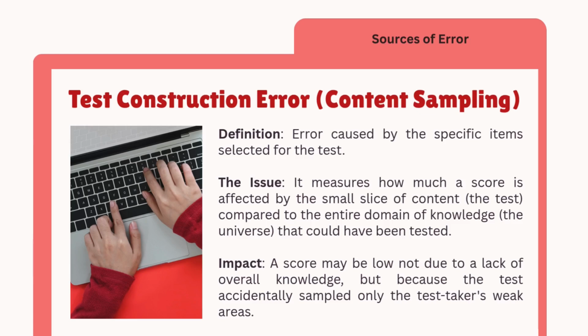So the error is introduced by specific items chosen for the test, so the actual test questions, for example. So this type of error measures how much a test taker's score is accidentally affected by a specific tiny slice of content chosen for the exam or test, compared to the entire universe of knowledge that could have been tested. That may have sounded confusing at first, but we could break it down into a simpler way. So you could think of it like this. The universe is the entire domain. So this is everything that you could possibly test.